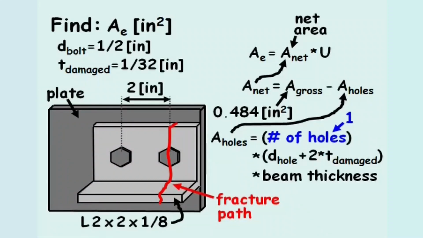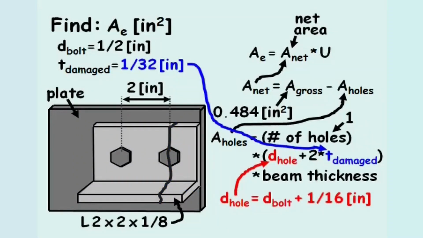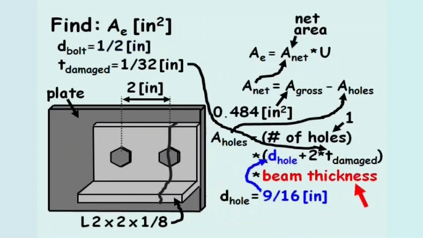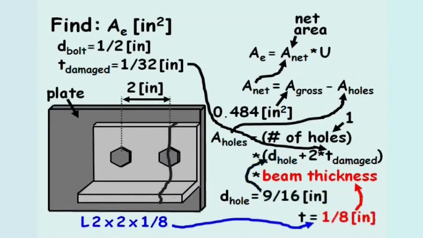As a typical value, we'll use 1/32 of an inch as the damaged thickness around the bolt hole, and the diameter of the hole itself equals the diameter of the bolt plus 1/16 of an inch. Knowing the diameter of a bolt equals half an inch, the diameter of the hole equals 9/16 of an inch. The beam thickness for this particular size beam can also be looked up in a standard steel reference manual and equals 1/8 of an inch.